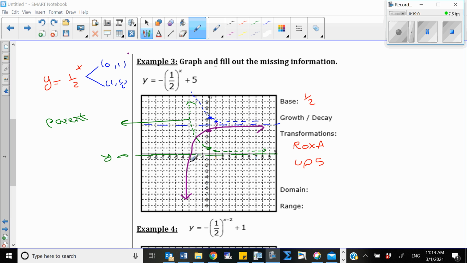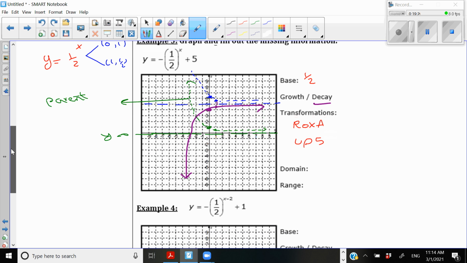Okay, so this is the graph, and as you see, because the base was 1 over 2, it was supposed to be a decay here. But since we have reflected this over the x-axis, this time our function is going to increase. So this time, because we have a negative, it's going to be a growth here.